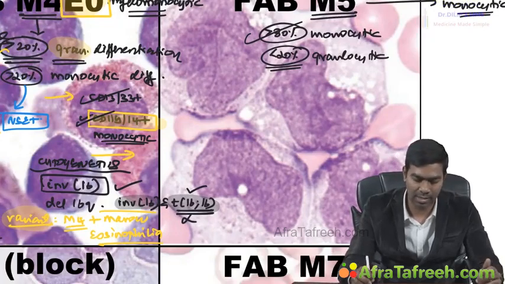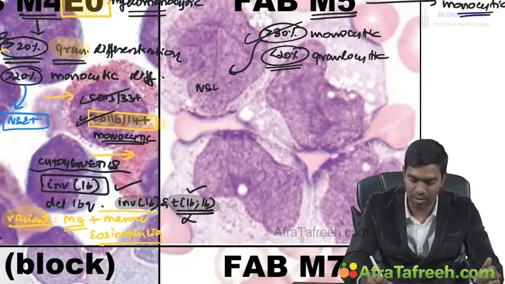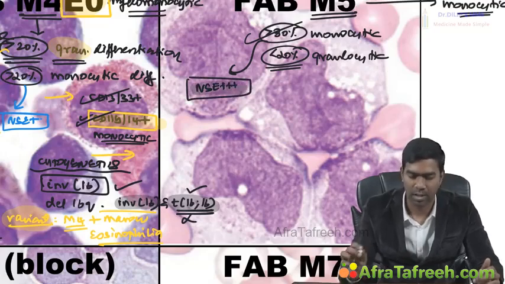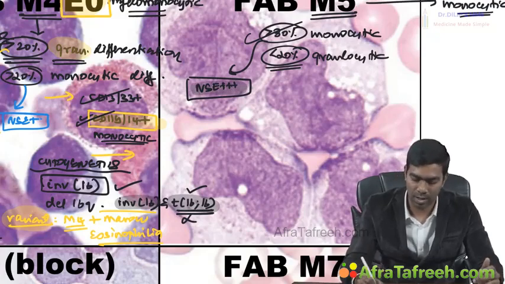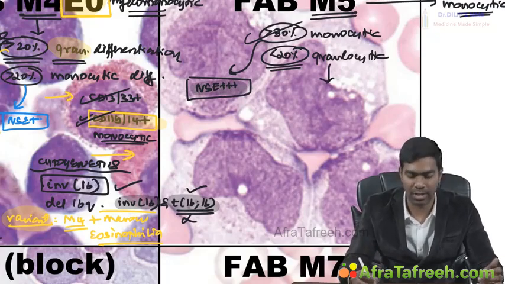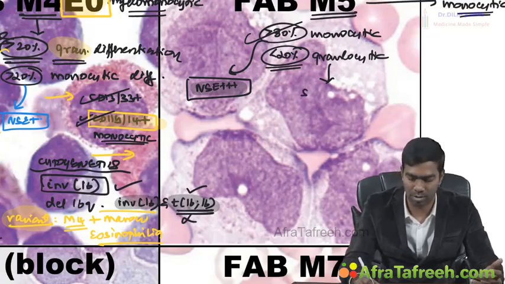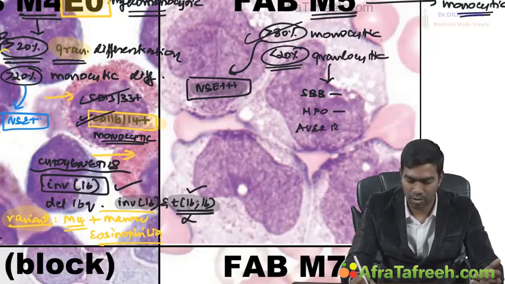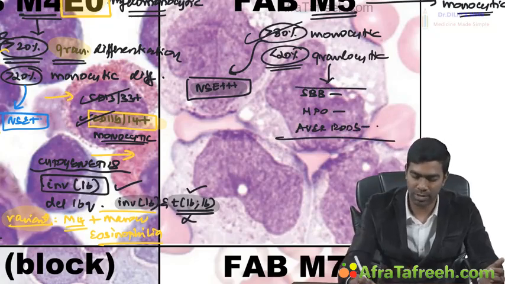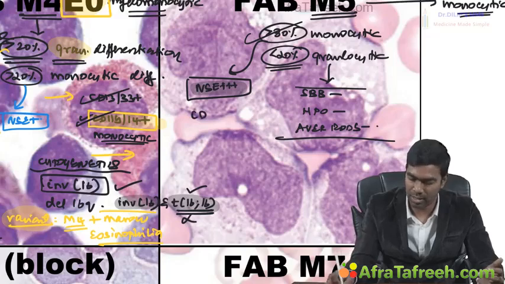And as I told you, since it's predominantly monocytic differentiation, a lot of cells are going to be strongly positive. In fact, the strongest NSE positivity comes from this particular AML only. And some granulocytic differentiation is there, which means it's not enough to cause Sudan black positivity. I can write Sudan black negative and I can write myeloperoxidase negative, and you are not going to get Auer rods as well.